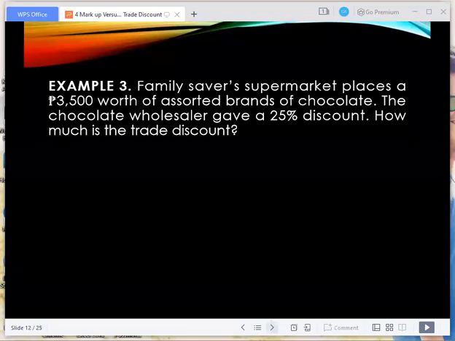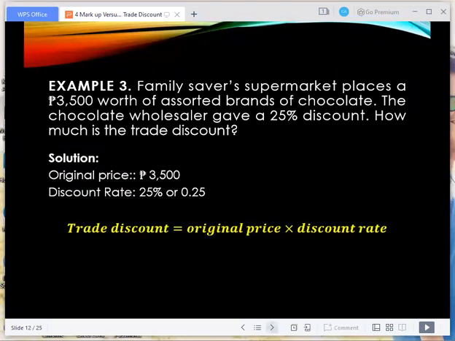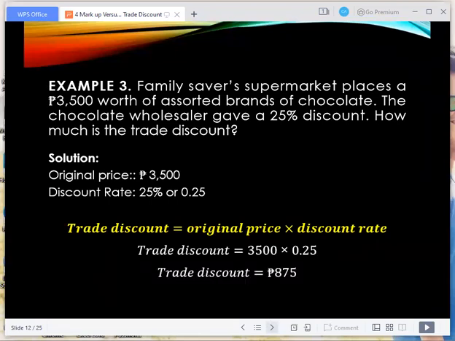Okay, so let's check if your answer is correct. So the formula for trade discount, the original price multiplied to the discount rate. So 3,500 multiplied by 0.25, you get 875. Congratulations.